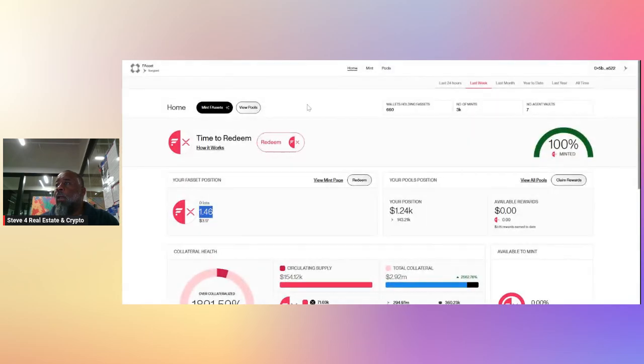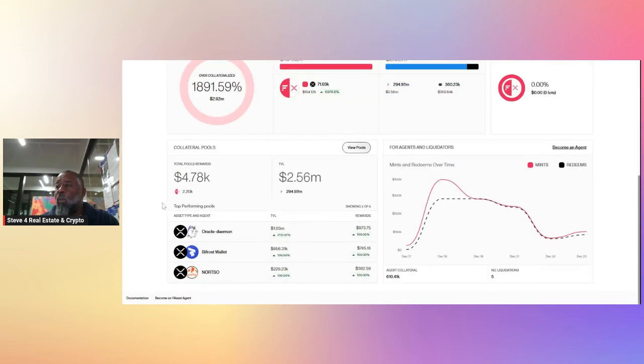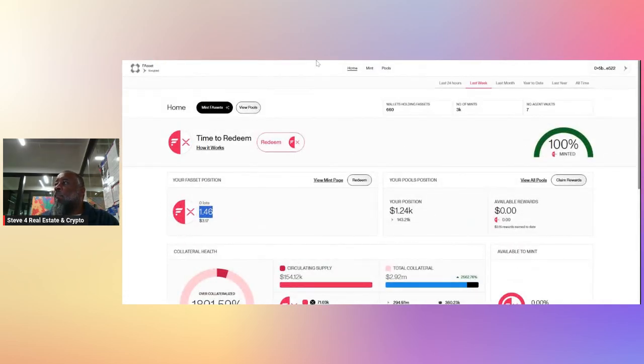I'm going to probably HODL onto this FXRP until I can lend it out and earn more yield on it. There'll be other incentives out there for lending and things of that nature. So anyway, yeah, guys, I think that's it.